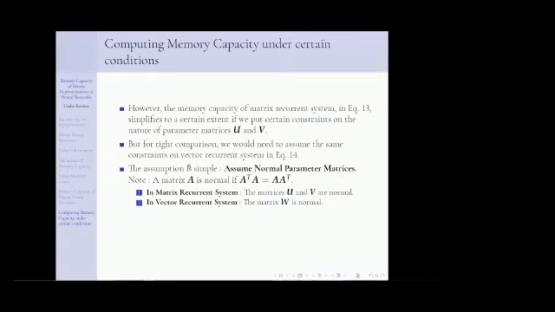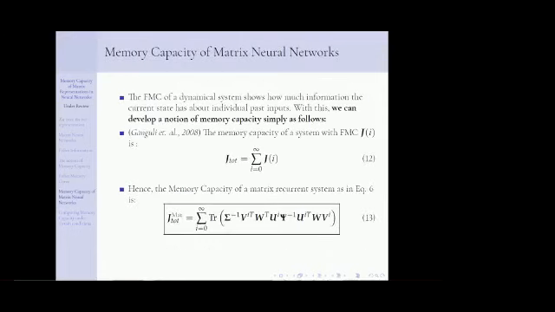How would this assumption translate into the matrix recurrent system? It would just mean that U and V are normal. That is, U and V both commute with their transpose. And in the vector recurrent system, that means that W commutes with its transpose. So in that sense, we are using the same assumption. U and V play the same role as W in the vector representation system. So if we assume that these matrices are normal, then we are using the same assumption on both equation 15 and equation 13. And this is what we want to do. We want to compare them.